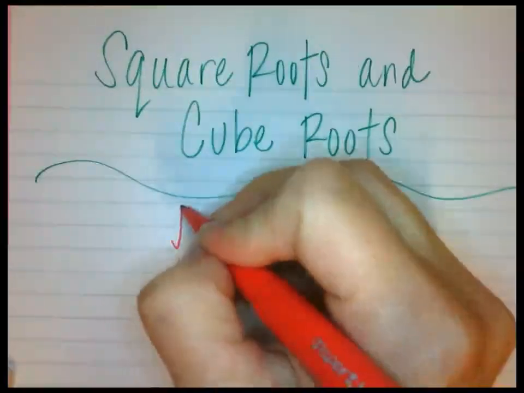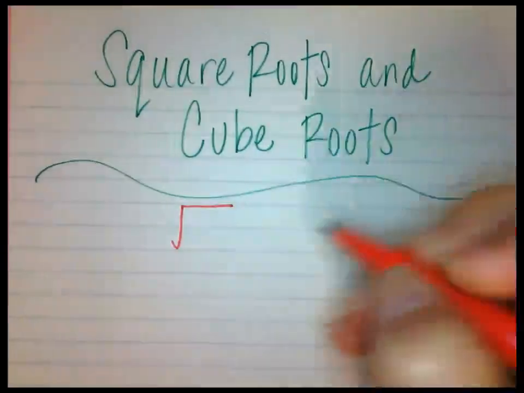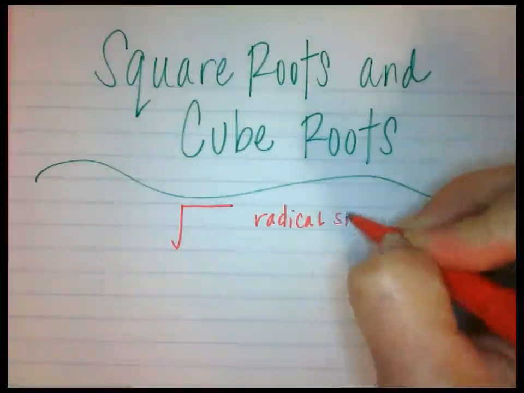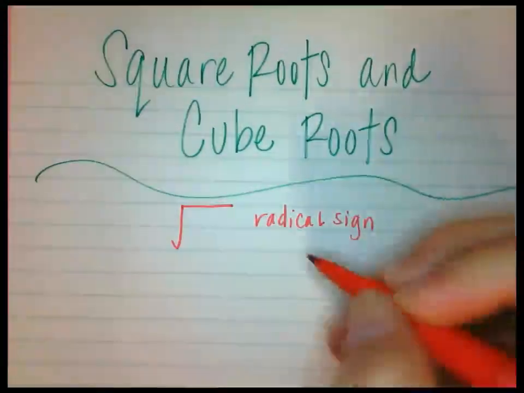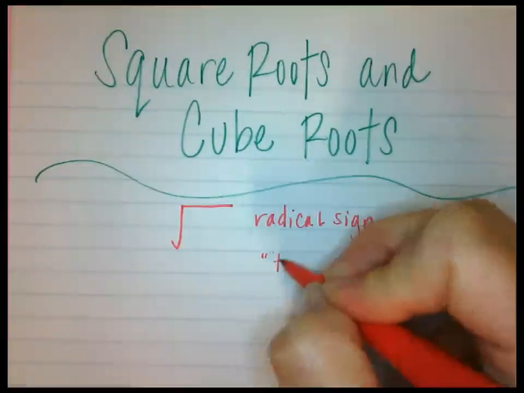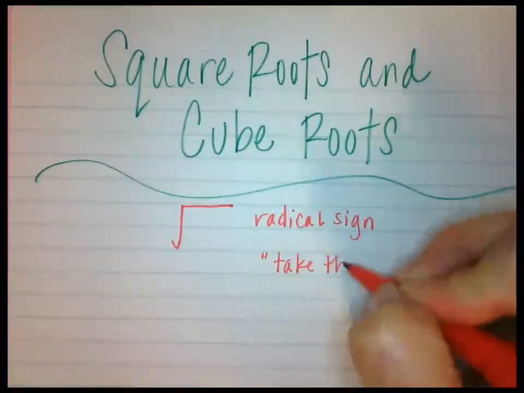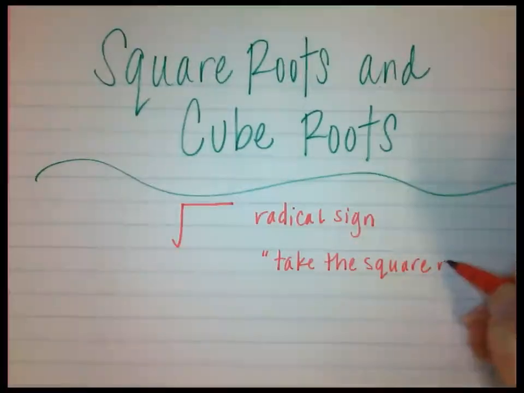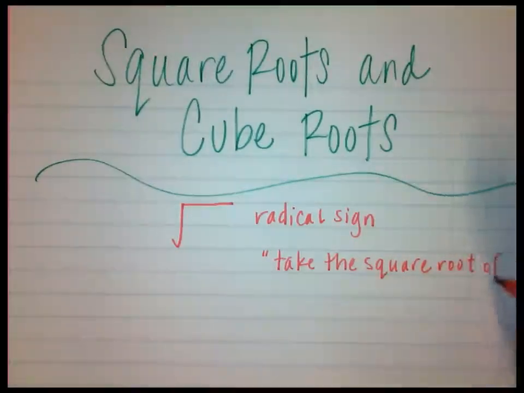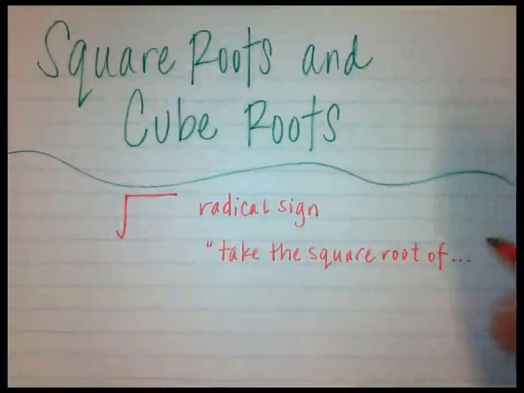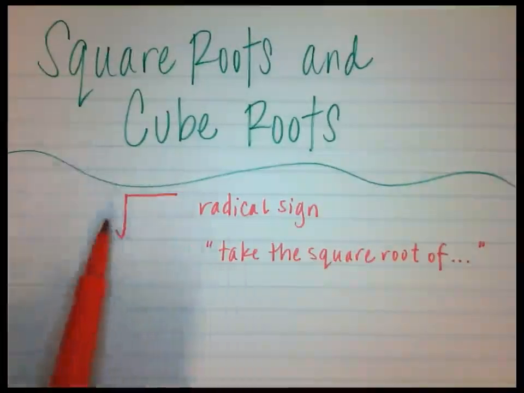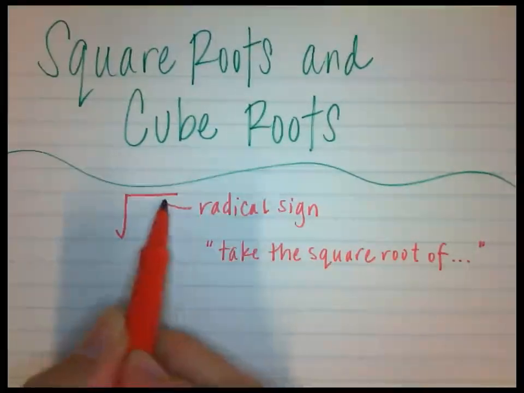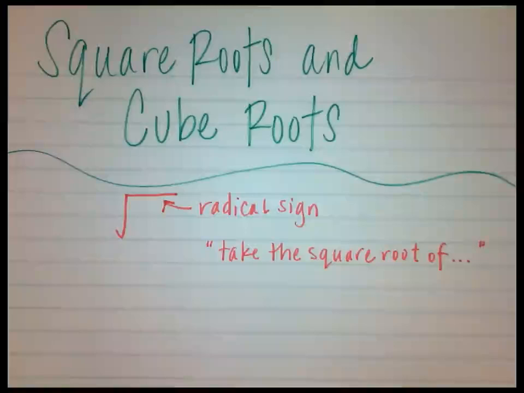This symbol right here is called a radical sign, and the radical sign tells us to take the square root of. So it's not going to say "take the square root of." That's what this symbol means. So this right here is the radical sign.